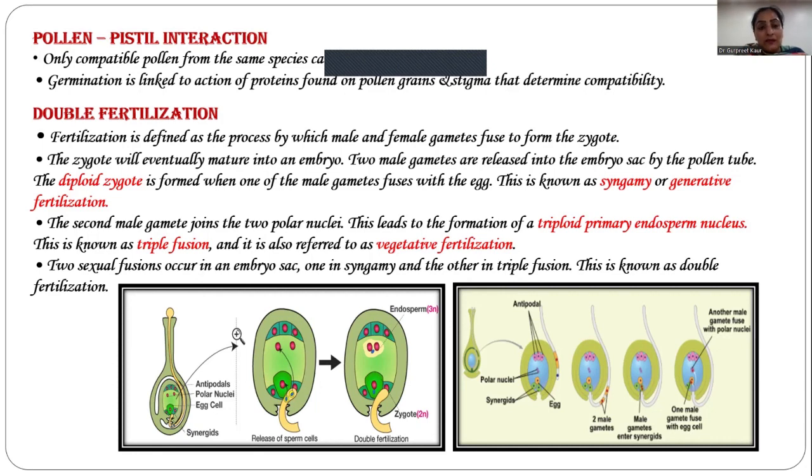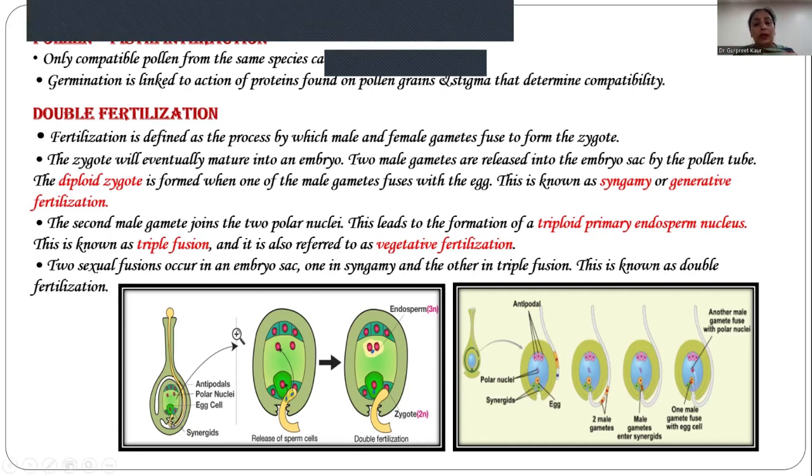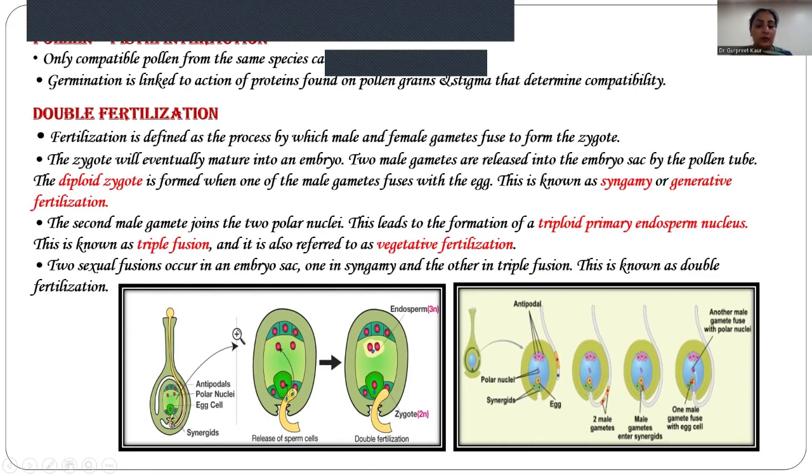The zygote is formed by fusion of the male and female gamete. So we can say that the male and the female gamete fuse to form the zygote. This zygote is diploid in nature. So ultimately, this will form the seed. What is a seed? It is having embryo and endosperm.